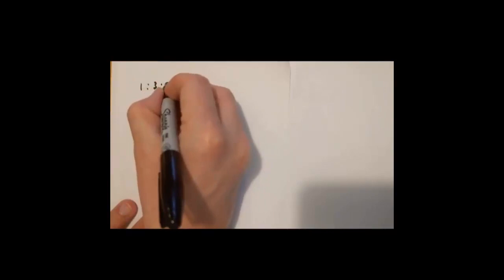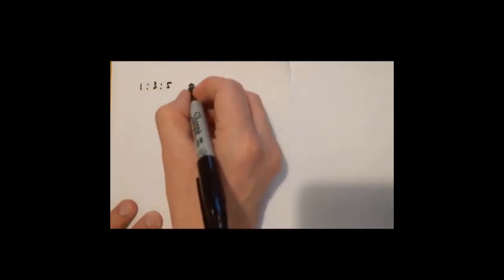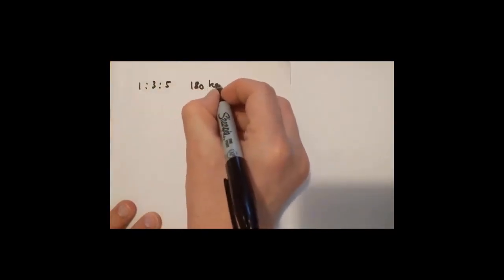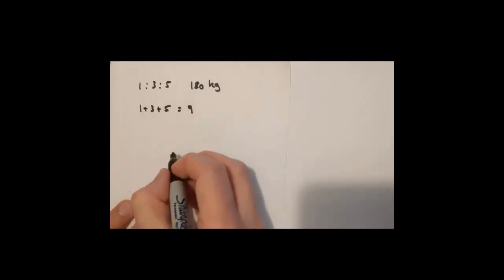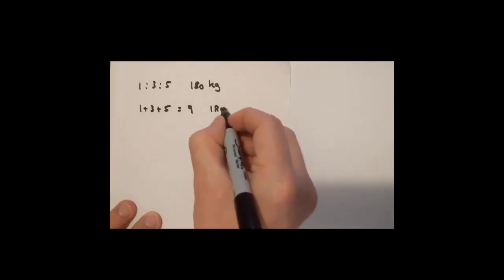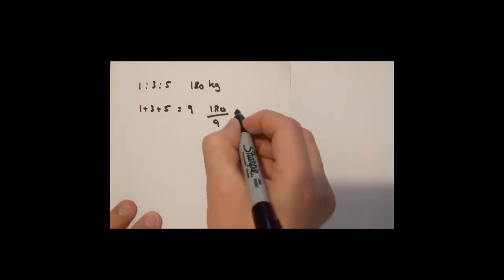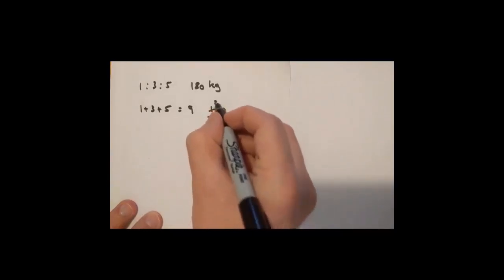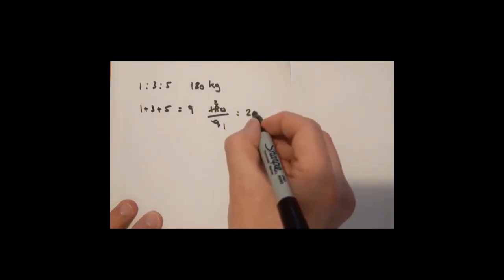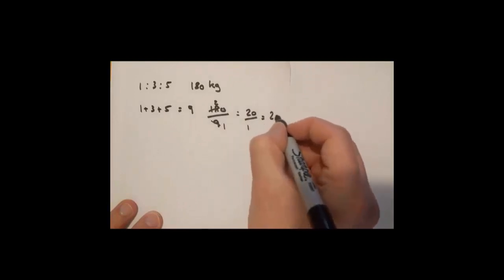So in this question we know that there is going to be some concrete mix, and that he needs to mix the cement, sand and gravel in the ratio of 1 to 3 to 5. So consequently we need to add those up, so 1 plus 3 plus 5 is 9, and 180 divided by 9 gives us 20 kilograms. So that means that each part has to be 20 kilograms.